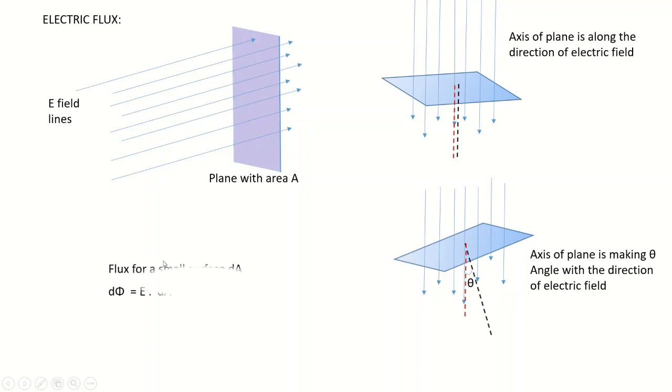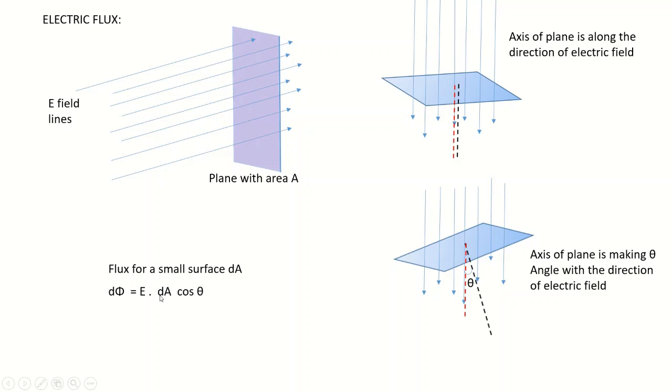So when we measure flux for a small surface dA, maybe this blue surface can be considered as the dA surface, then we have to consider E dot dA cos theta, E product dA cos theta, for the measure of flux d phi.